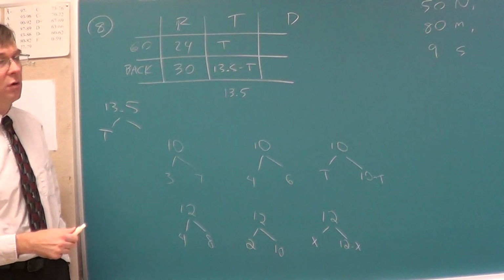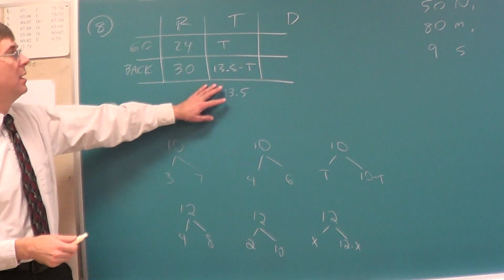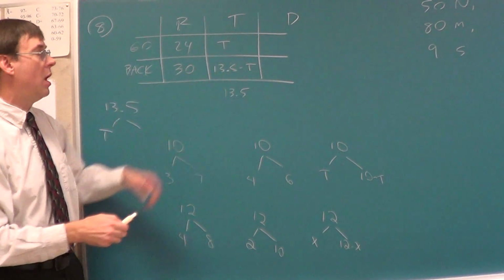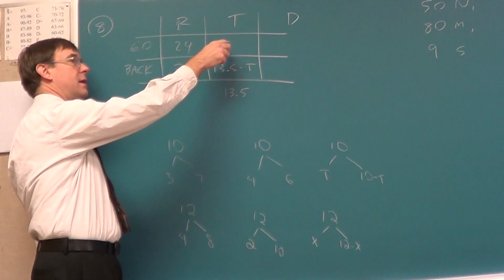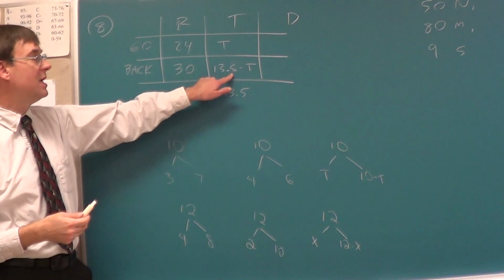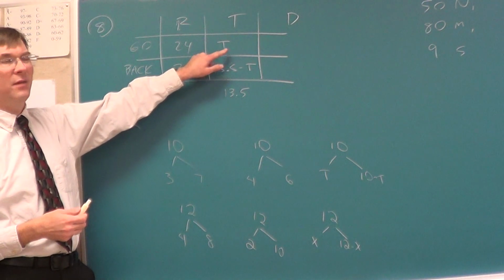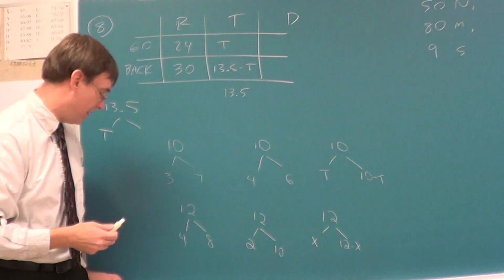Anytime they give you the total time, and you have to set aside a total time, make either of your boxes a letter. The other box is going to be total minus letter. So here we did a T, here I did 13.5 minus T. Could I have put the T here instead and made that 13.5 minus T? Yeah, those would be switchable, it doesn't really matter. But we need a T and we need a 13.5 minus T.